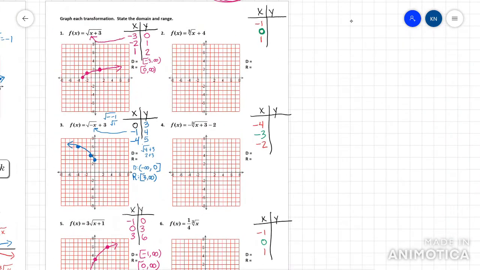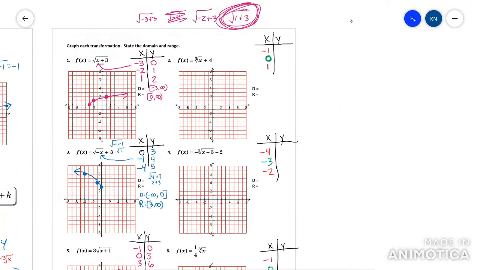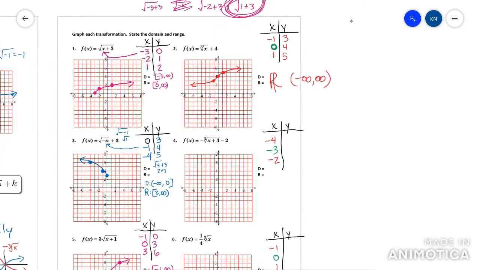All right, so basically I'm just plugging these in to get these y values. So if I plug in -1 here, I get cube root of -1, which is -1, plus 4, which is 3. Plug in 0, you'll get 4. Plug in 1, you'll get 5. So -1, 3, 0, 4, 1, 5. And then it takes a cube root shape like this. And the domain and range of all of these is all reals, everything from -infinity to positive infinity, because they go left forever, right forever, down forever, up forever.